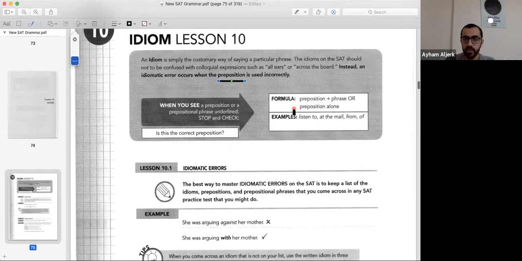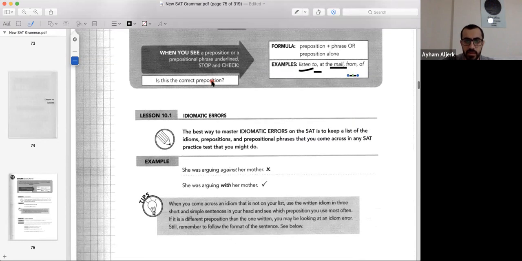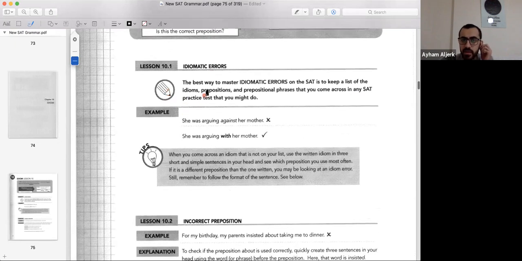Okay. Now the formula, for example, we have a preposition plus a phrase, or we have a preposition alone. So sometimes we have, for example, when I say listen, so usually we need to say to. When we have the mall, it's a place, so we need to say at the mall or in the mall. And we have some other prepositions like from, of, etc. Let's take a look. Idiomatic errors. The best way to master idiomatic errors on the SAT is to keep a list of the idioms, prepositions, and prepositional phrases that you come across in any SAT practice test.